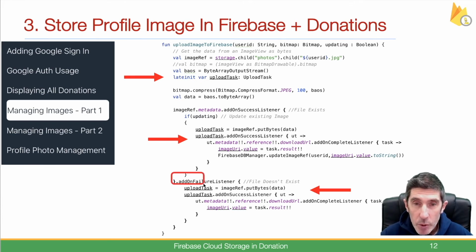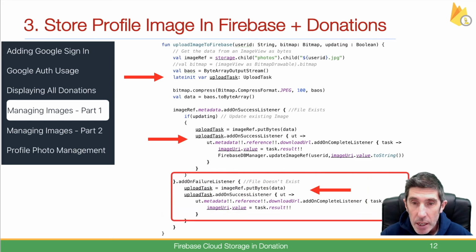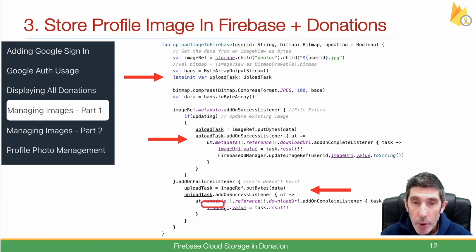And again, the final one there. If the file doesn't exist, we simply get the new image. The image has been saved, and we update our image URI with that download link. So this is like the first time that the file has been written and uploaded to our Firebase storage. Okay, let's look a little bit more at that.